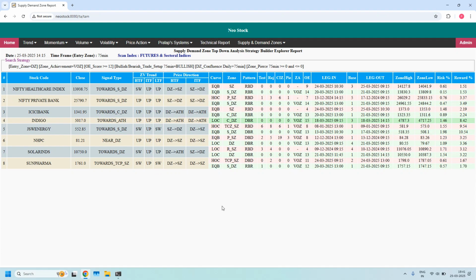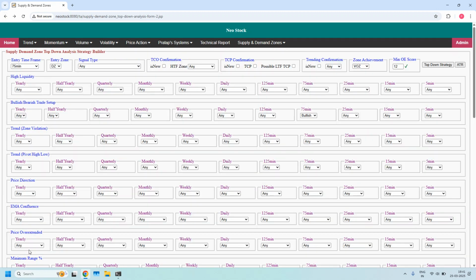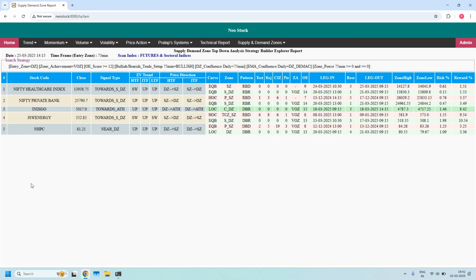So due to this reason, if any daily demand zones are having daily EMA confluence, then these 75 minutes demand zones might be having even more high probability to get success. Let's verify. In the EMA confluence at daily time frame, because 75 minutes demand zone overlapped with daily demand zone. That's why we are checking daily demand zone having daily EMA confluence, because the daily trend is also uptrend. Let's filter. We got 5 stocks. So these 5 75 minutes demand zones are having even more high probability to get success.